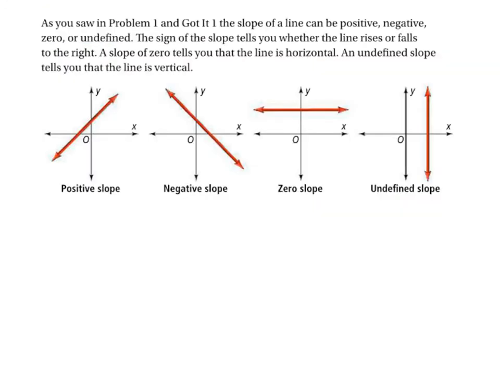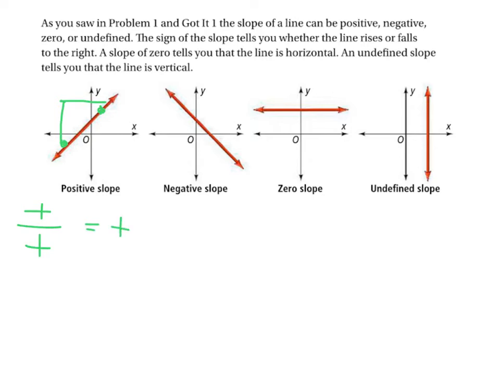All right, so we can have slopes that are either positive or negative or 0 or undefined. And the sign of the slope tells you whether the line rises or falls to the right, meaning if we go from some point to another point on this positive line, as the change in y is positive, we're increasing that number. The change in x is positive, we're increasing that number. So a positive over a positive gives us a positive number.